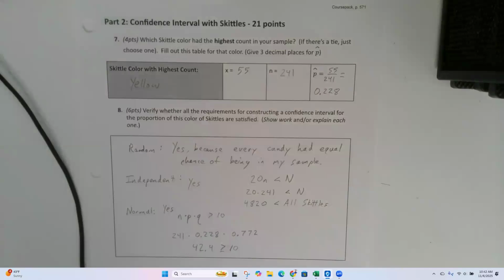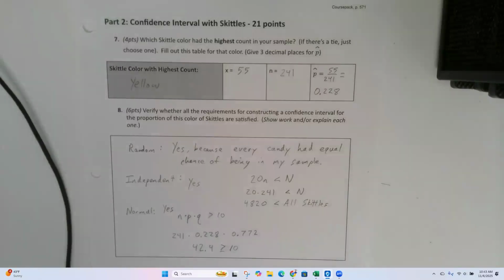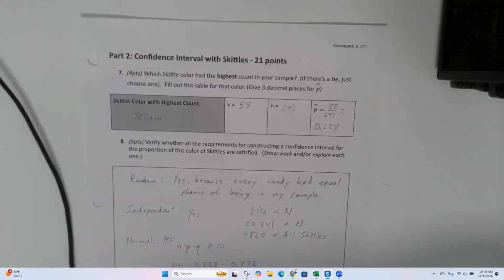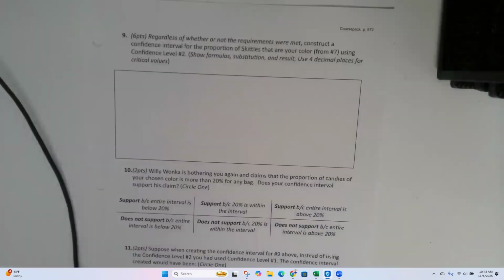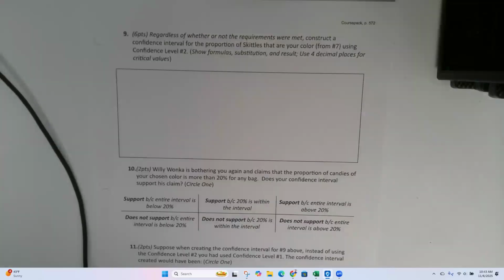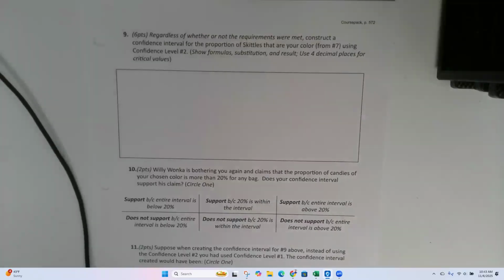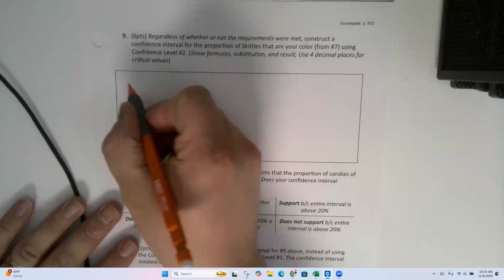So 3 yeses means that we can build a confidence interval using the central limit theorem, using our formulas on page 259. Regardless of whether or not the requirements were met, construct a confidence interval for the proportion of Skittles that were your color. Mine was yellow. We need to show the formula.